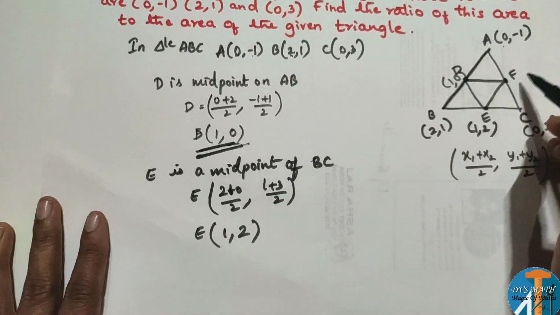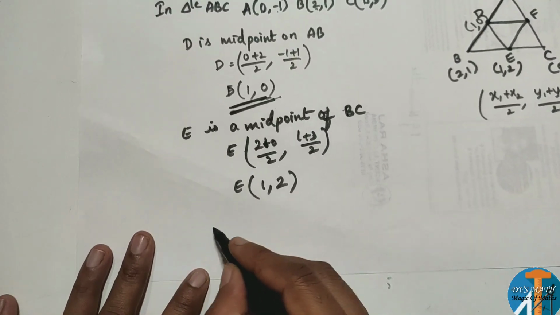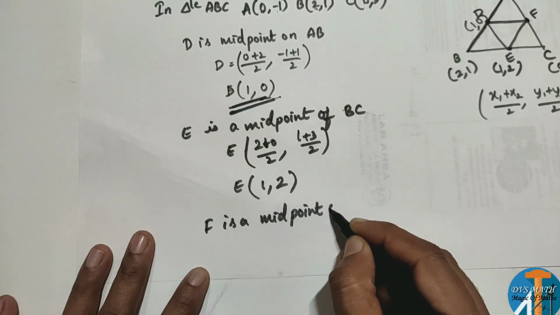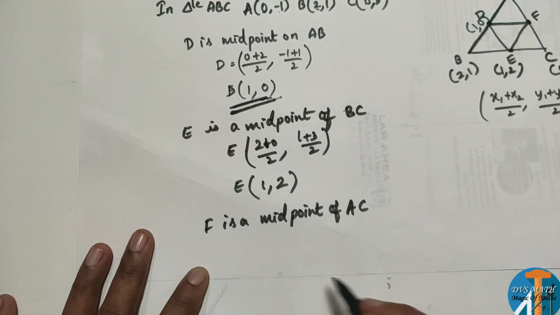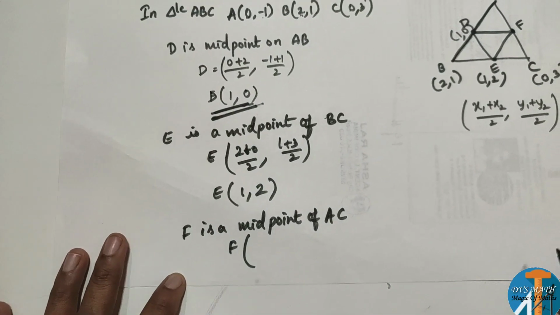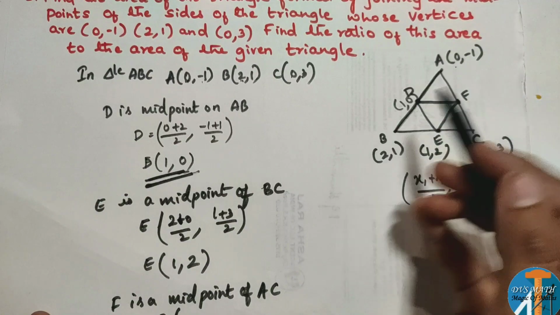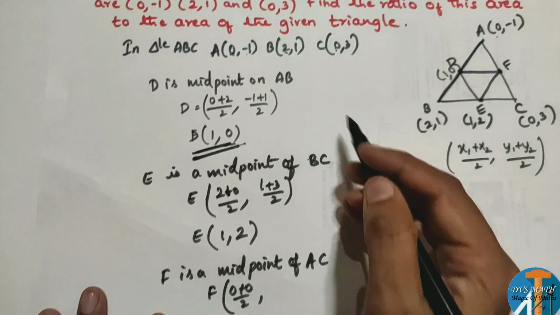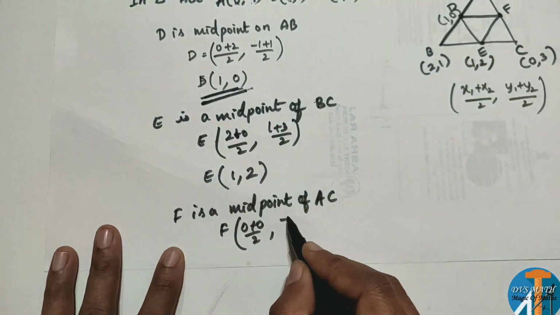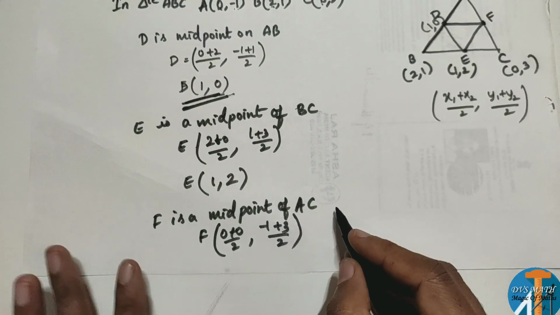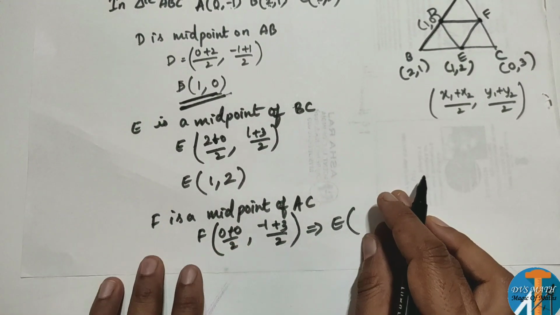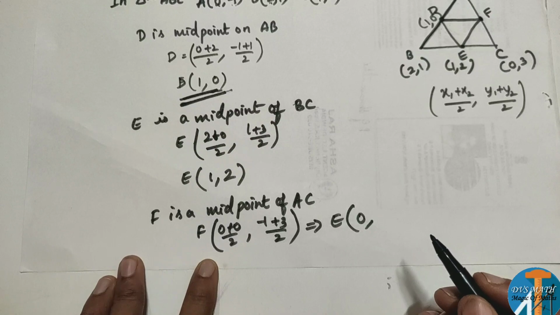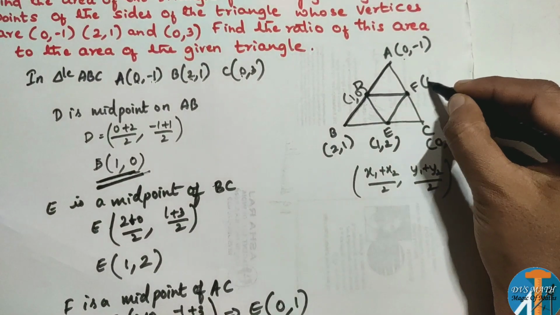Then finally let's go for F. F is the midpoint of AC. That means you have to find the F coordinate. So for the F coordinate, observe here: 0 plus 0 by 2, comma, minus 1 plus 3 by 2. Finally what you got? 0 plus 0 is 0, 0 by 2 is 0 only. Minus 1 plus 3 is 2, 2 by 2 is 1. So F is 0 comma 1.